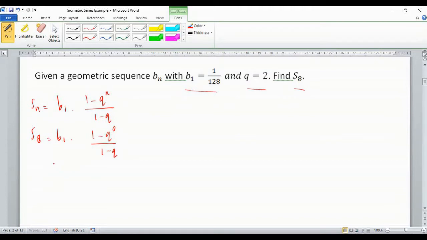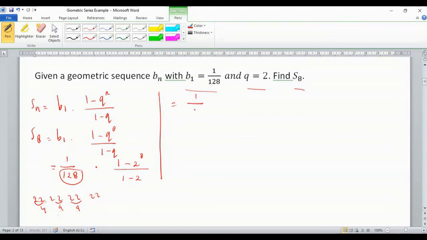Okay, so from here, we just need to substitute what we have. B1 is 1 over 120x. It equals 1 minus 2 to the power x over 1 minus 2. So from here, we need to find what is 120x. 2, 4, 16, 64, so 2 to the power 7.